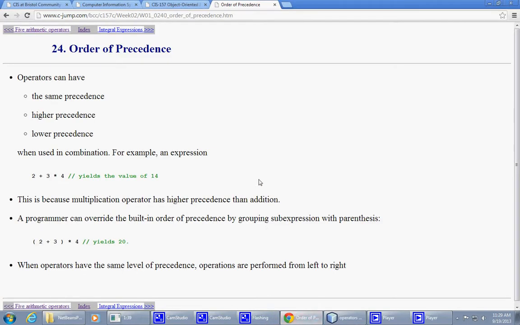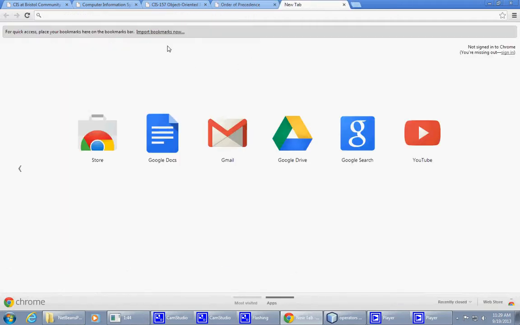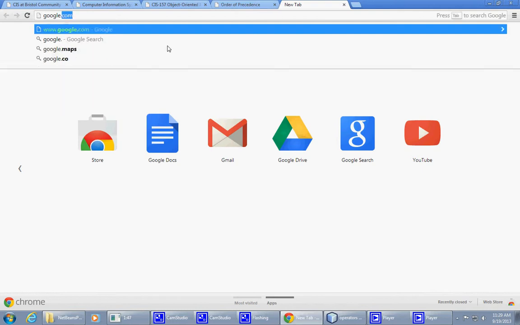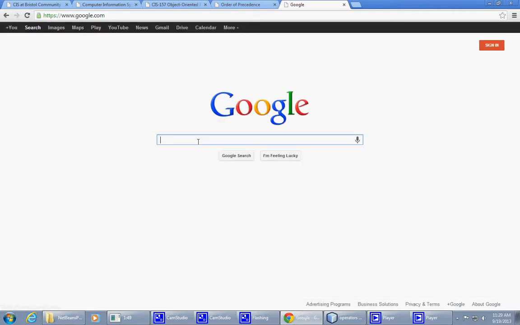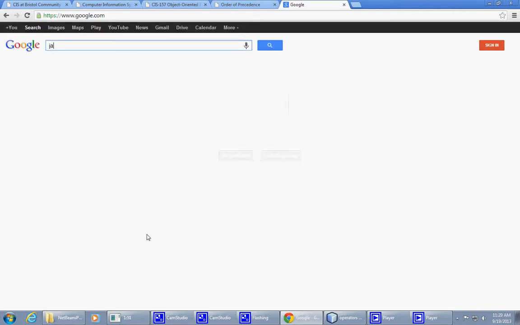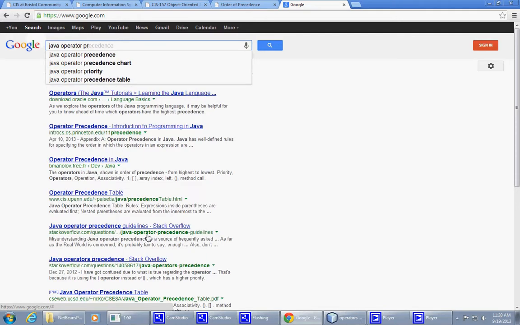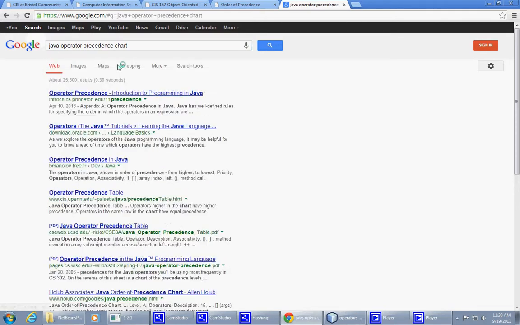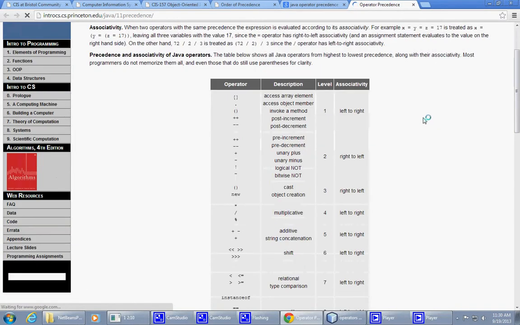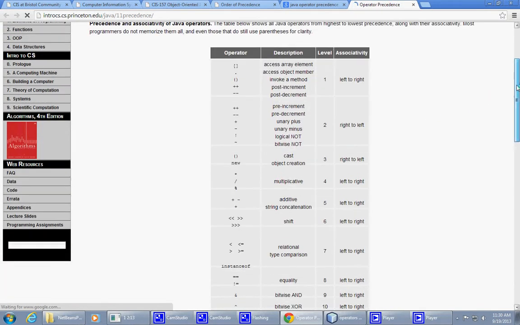So we can search on the web for the operator precedence. We could try something like this. If we go to Google and simply type Java operator precedence chart, that would be a great way to search. Operator precedence introduction. I guess this is an edu site. Let's try this chart right here, hopefully. So this is the way it sort of goes.